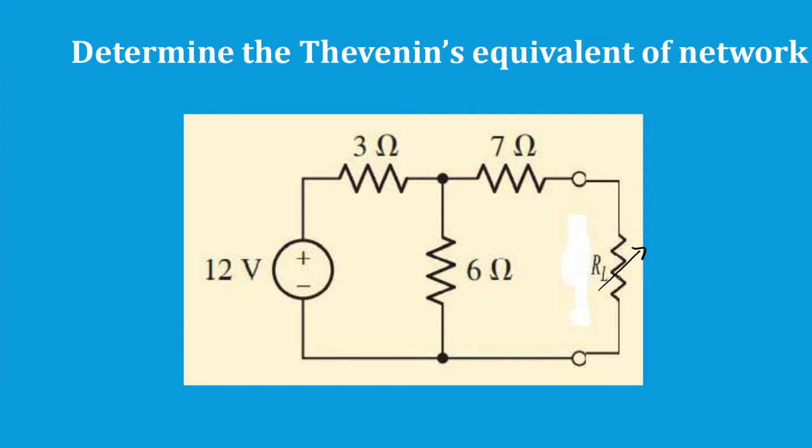Now, to find this, what do we have to do, sir? We have to find the open circuit voltage across these two terminals. Let's say this is going to be A and this is going to be B. Now we have to find the voltage across these two terminals. Okay.